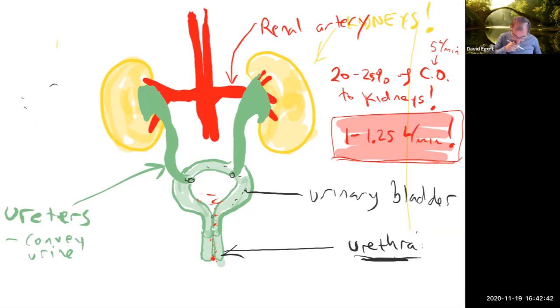UTIs. The urethra has 2 different sphincters. We'll introduce them now. We'll get back to them as well when we get to the reproductive system.